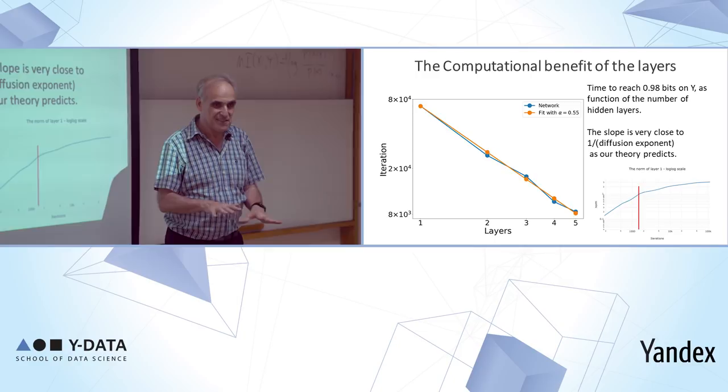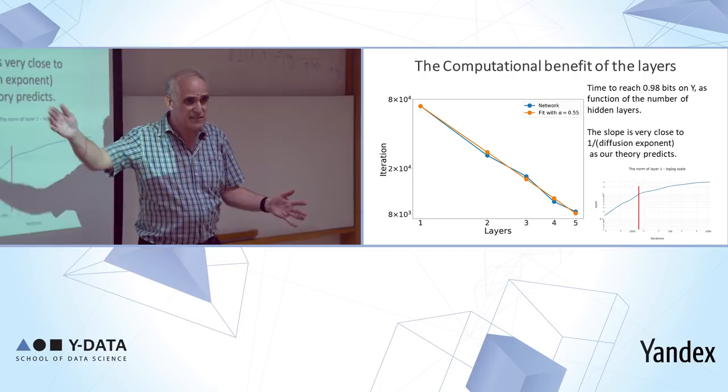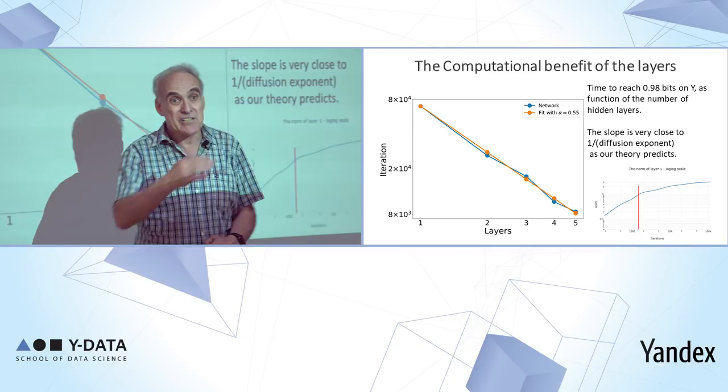Is it always true all the way? I mean, this sounds strange. I take infinite layers and I converge immediately? No. So it doesn't make any sense at some point. And the question is, where is this turning point? So this is an interesting story.